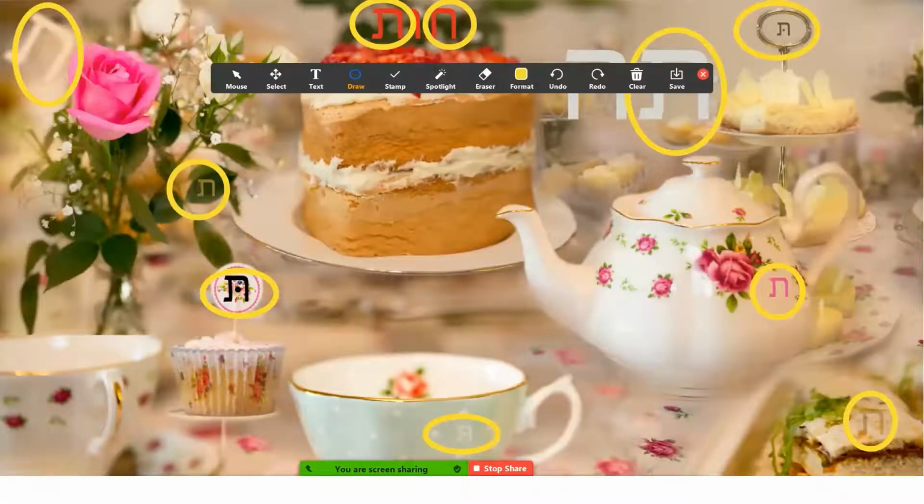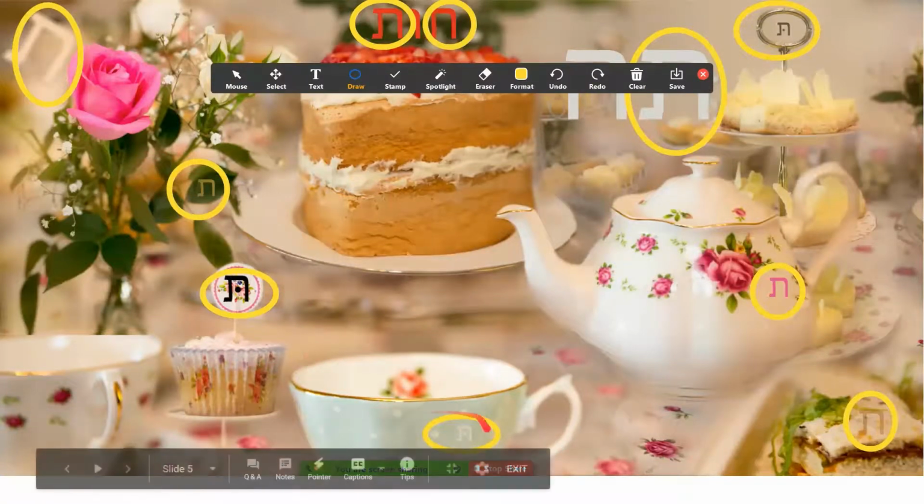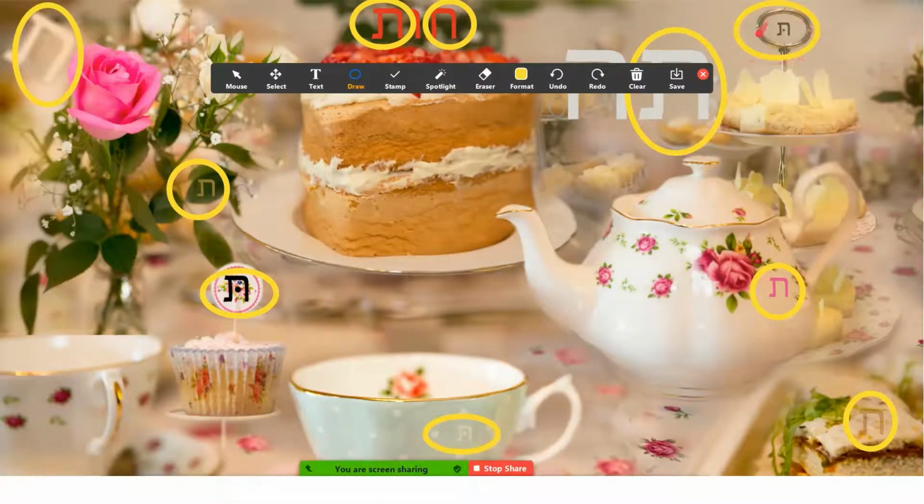Here we have the answer key. We have one Tav in the word te. We have the second and third Tav in the word toot, which means strawberry, like all the strawberries on top of this cake. We have 4, 5, 6, 7 on the cup, 8 on the sandwich, 9 on the teapot, and 10 on the top of the dessert tray.